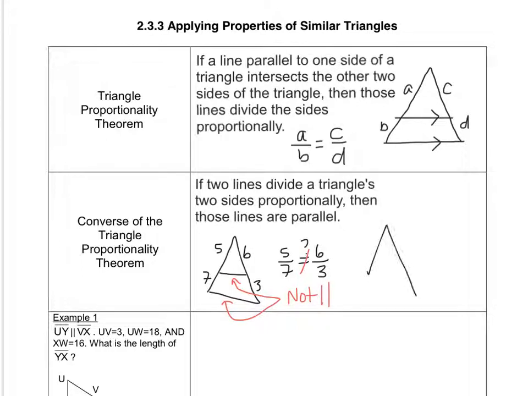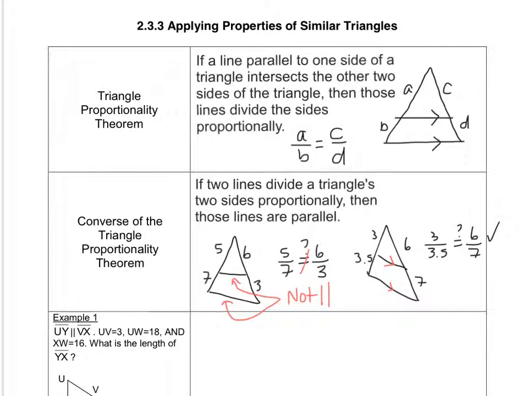The converse of that might look like this. Suppose I had a triangle where the side lengths look like this instead. 3 and 3.5, 6 and 7. We could do a test of 3 over 3.5 and 6 over 7 and ask ourselves, are these equal? Well, they sure are. In this case, these fractions are equal, so I could conclude that these two lines are parallel.